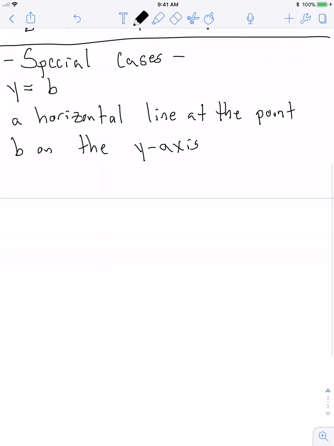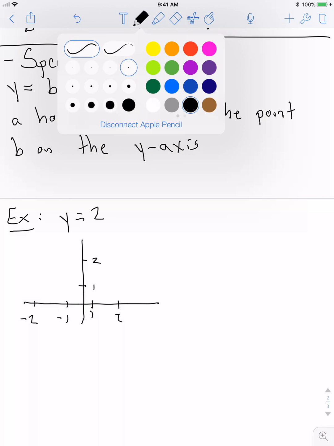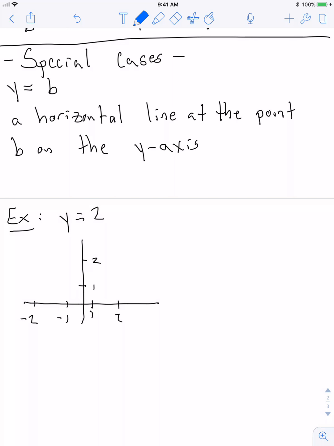So maybe we'll graph one real quick here. Let's graph y is equal to 2. And to graph, we need a Cartesian plane. So I'll throw down a couple numbers here. And on the y value, we have 1, we have 2. And what this equation says is no matter what x value we pick, y will always be equal to 2. So there's our straight line. And you see as we vary x, y remains the same.